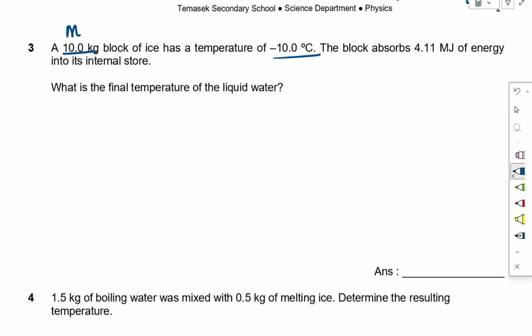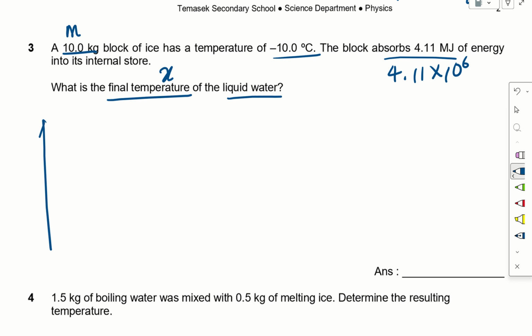Now the block absorbs 4.11 megajoules of energy into its internal store. That means 4.11 times 10 to the power of 6 joules of energy is being transferred into its internal store. Now, what's the final temperature of the liquid water? So maybe I'll let the final temperature be X.